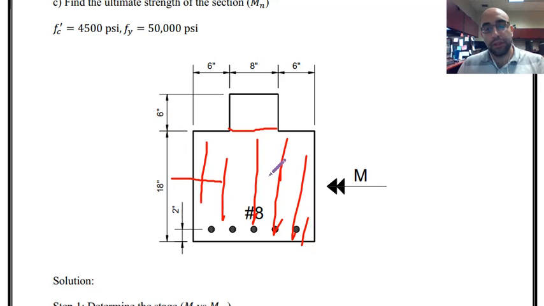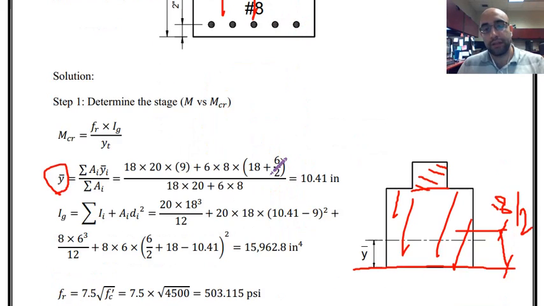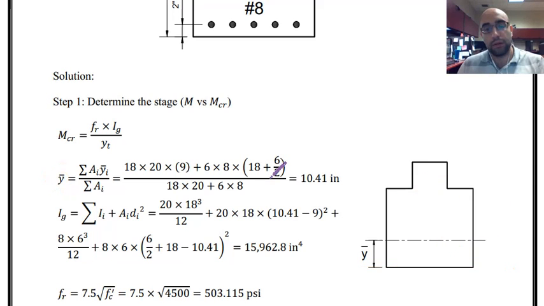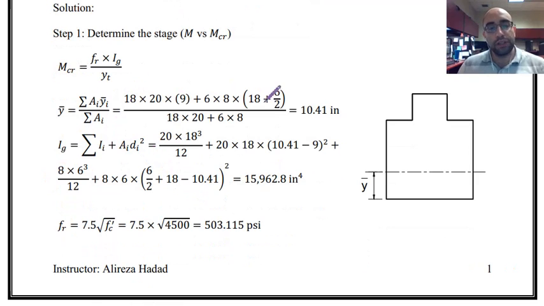So let me clean the things that I added to the file, and then we can move forward. Putting these over here, these are at the top of this ratio, and at the bottom is just the summation of areas. Calculating these, y bar is equal to 10.41. That is the centroid of this shape from this bottom line.